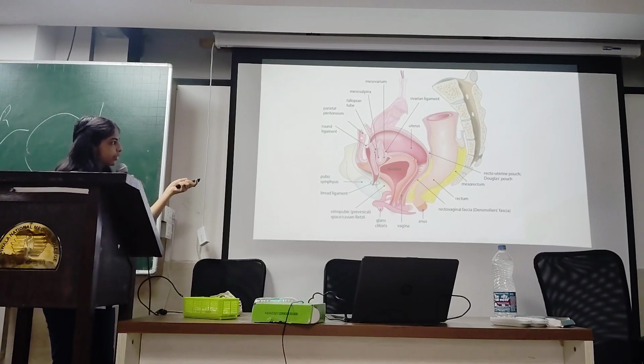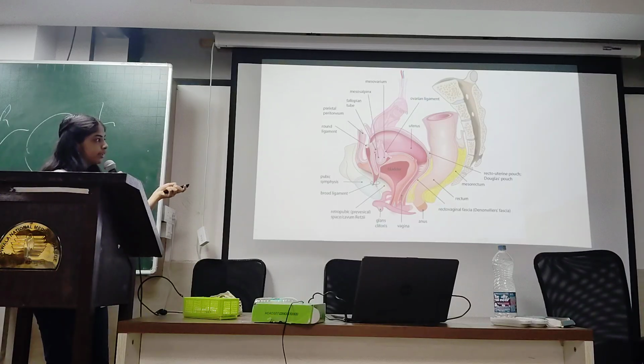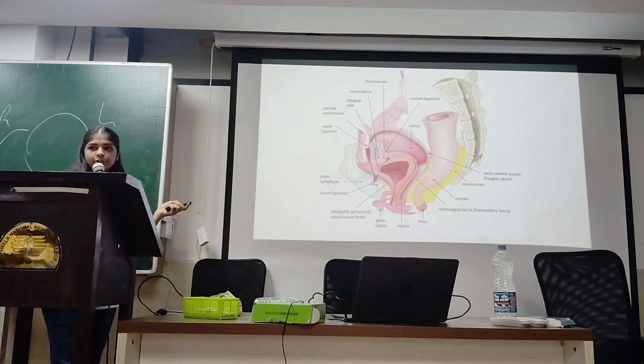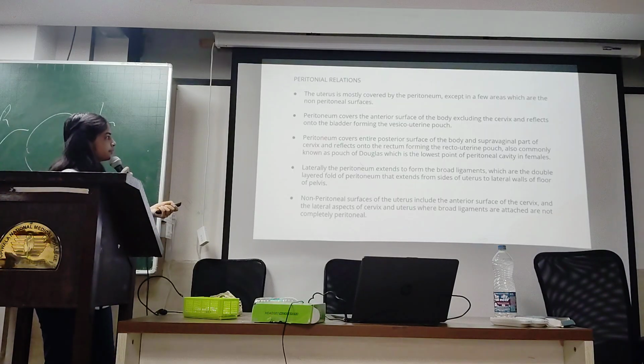uterovesical pouch, because the uterus is anteriorly covered with peritoneum, and anteriorly it reflects onto the urinary bladder, forming the uterovesical pouch. Posteriorly, it reflects onto the rectum, forming the rectouterine pouch.